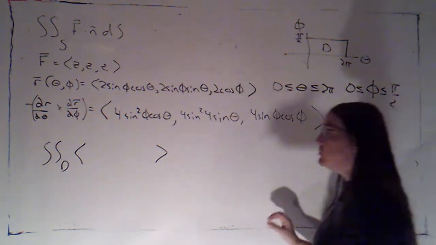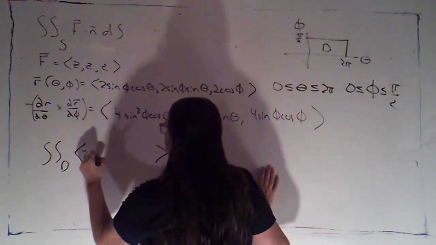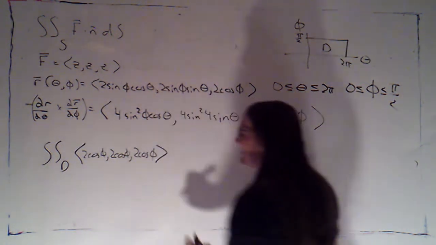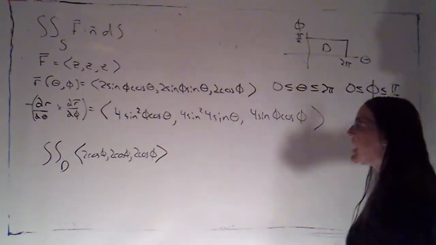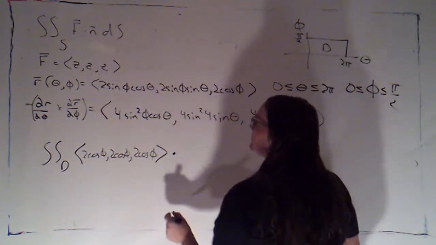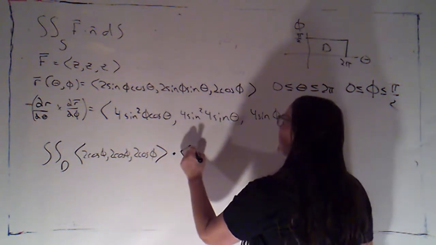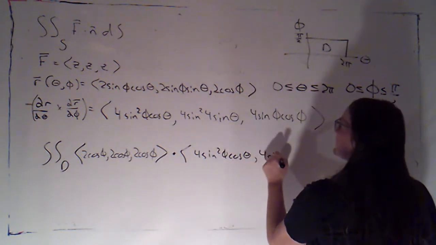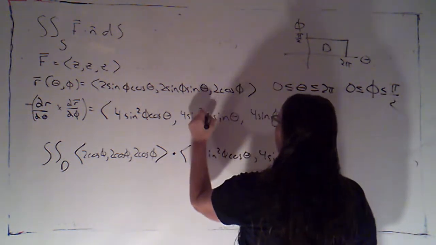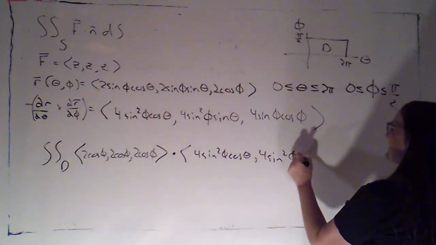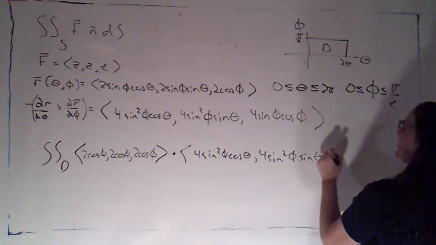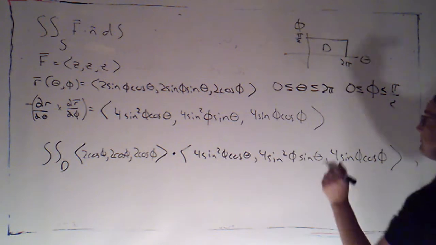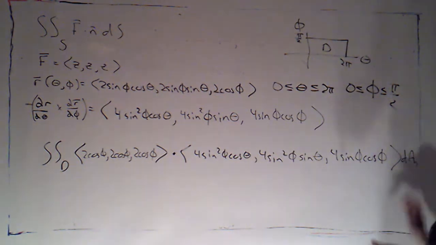So z was 2 cosine phi. So I'm going to be writing 2 cosine phi, comma 2 cosine phi, comma 2 cosine phi. That's my very exciting vector field f. I'm going to dot that with this vector right here, 4 sine squared phi cosine theta, 4 sine squared phi sine theta, 4 sine phi cosine phi, and then we'll integrate that dA.